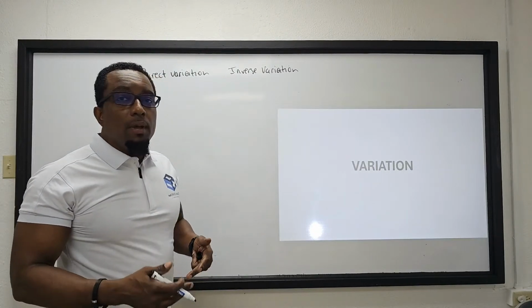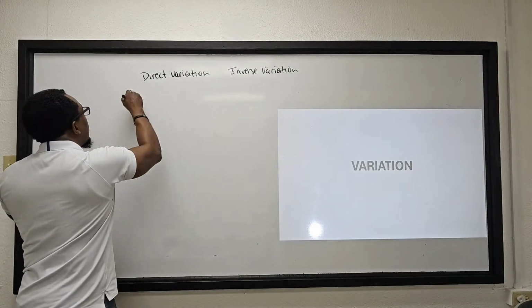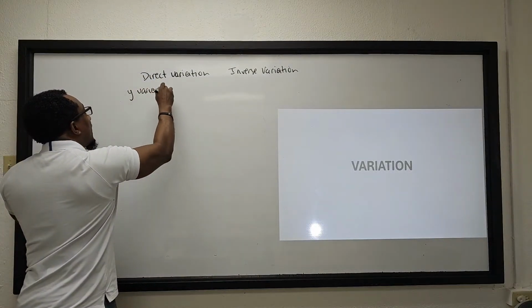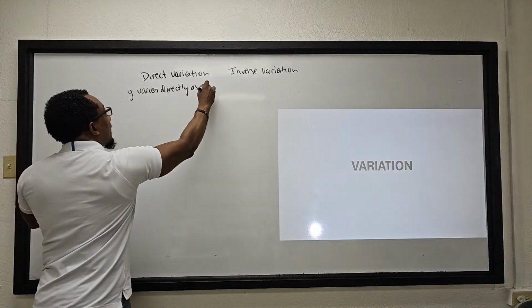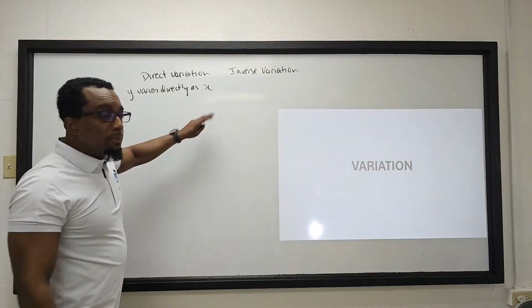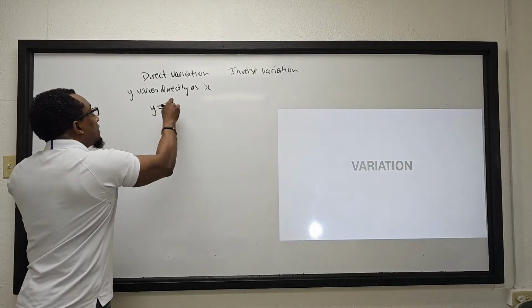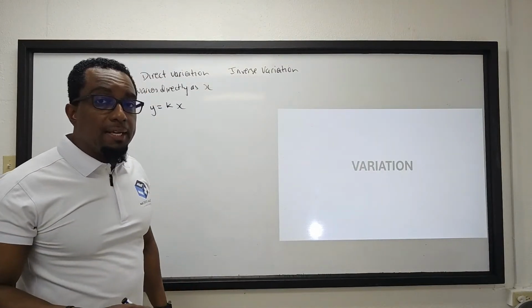So if we talk about y varies directly as x, we can write or establish an equation between these two variables, which is y is equal to kx. k is known as your constant of proportionality.